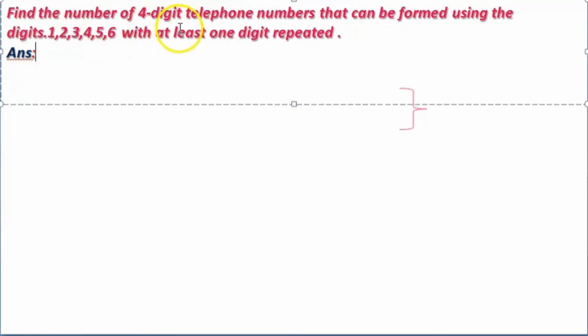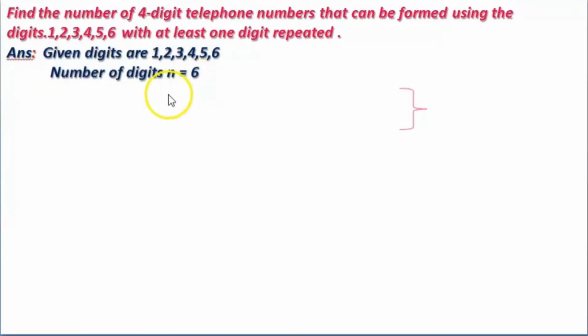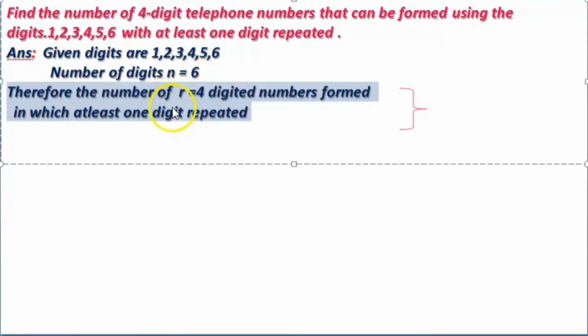The next question is: find the number of 4-digit telephone numbers that can be formed using the digits 1, 2, 3, 4, 5, 6. How many digits are given? 6 digits, with at least one digit repeated. At least one thing is repeated. The given digits are 1, 2, 3, 4, 5, 6. The number of digits is n equal to 6. Therefore, the number of 4-digit numbers formed in which at least one digit is repeated.